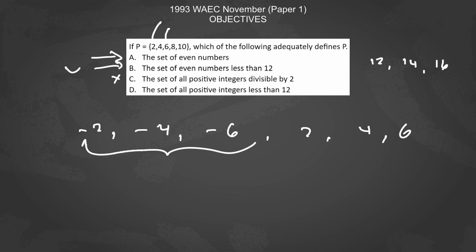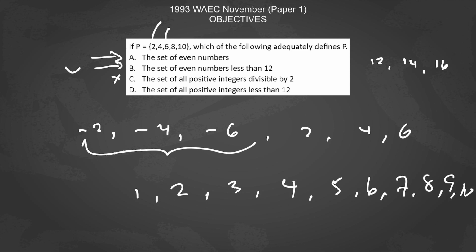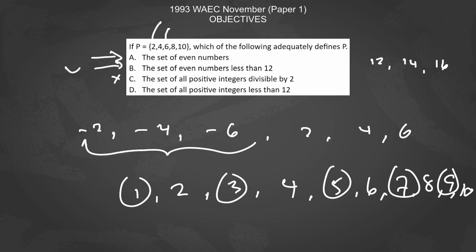What about D? It's saying the set of all positive integers less than 12. Well, if we have positive integers, I can also have 1, 2, 3, 4, 5, 6, 7, 8, 9, and then 10. But guess what? The 9, 7, and 5 here are odd numbers and they are not part of the set P. Therefore, D does not adequately describe it.